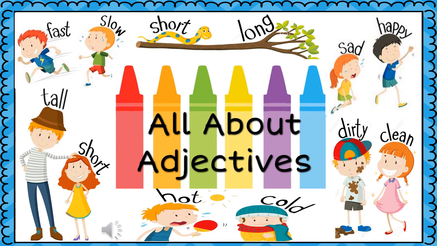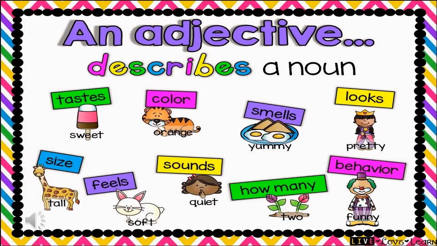Boys and girls, today we will talk about the adjective. An adjective is a word that describes a noun. It describes a person, place, animal, or thing. An adjective describes how a noun tastes. If I say it is a sweet ice cream, so I'm describing the ice cream with the word sweet. Sweet describes its taste, so sweet is an adjective.